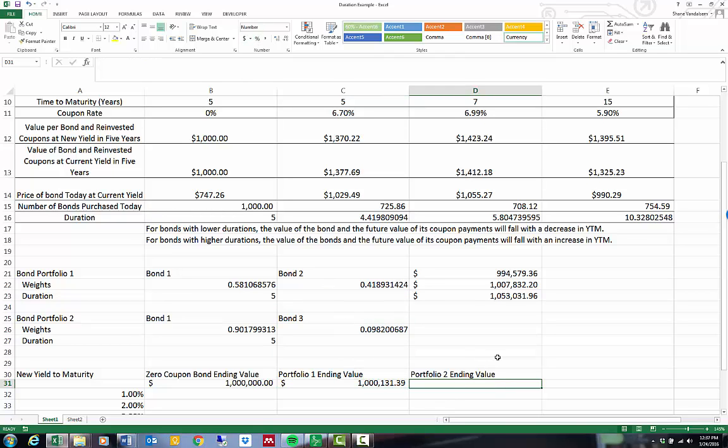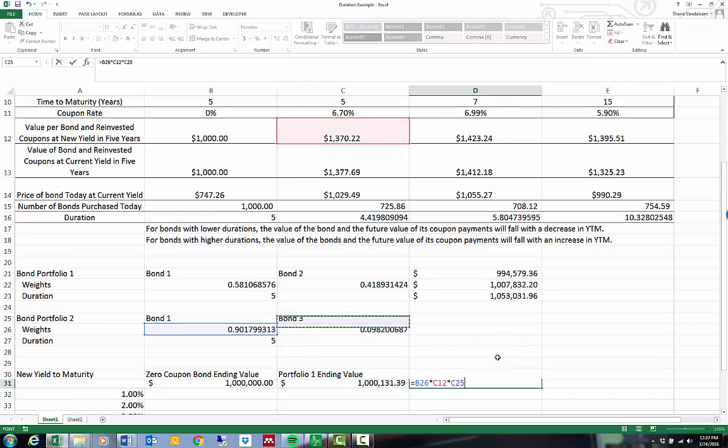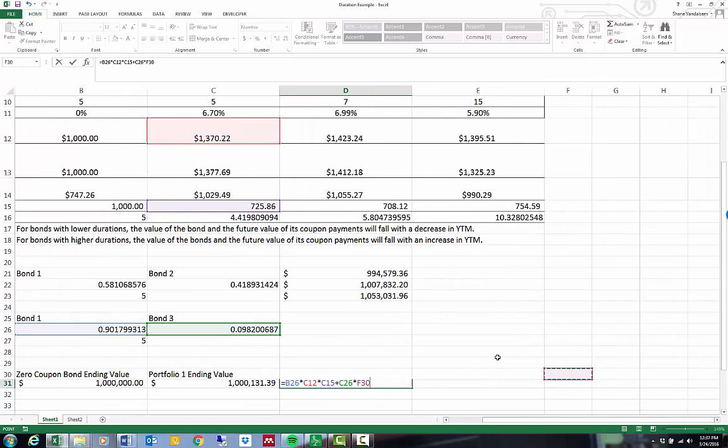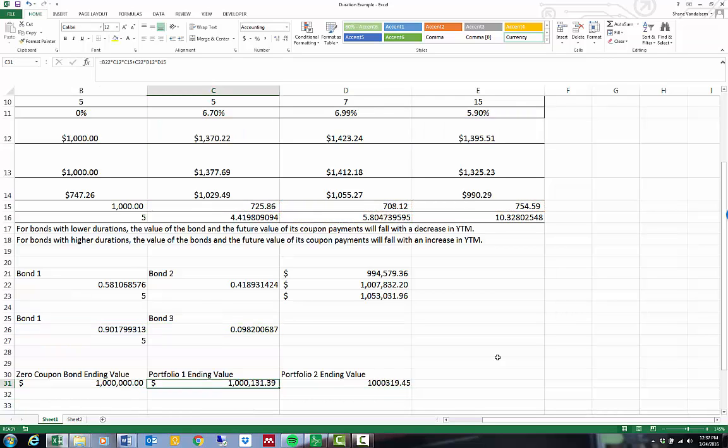Then finally, for portfolio 2, we're going to do the same thing. We're going to take the weight of bond 1 multiplied by the value with the new yield to maturity and the number of bonds purchased today to get to our $1 million, plus the weight of bond 3 multiplied by the ending value with the new yield to maturity multiplied by the number of bonds we need to purchase there. And so in these cases we get a little bit more than $1 million, and you're going to see why that is here in a minute.